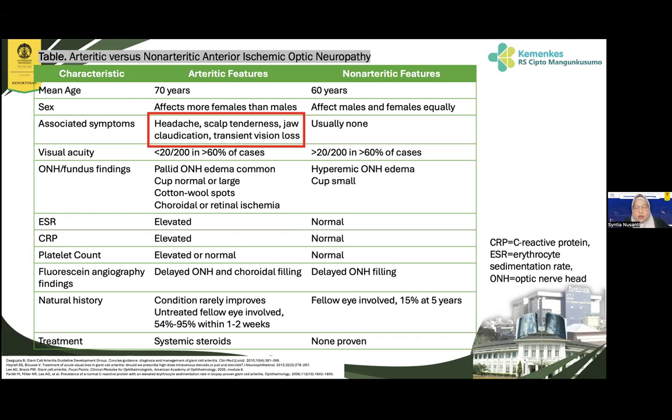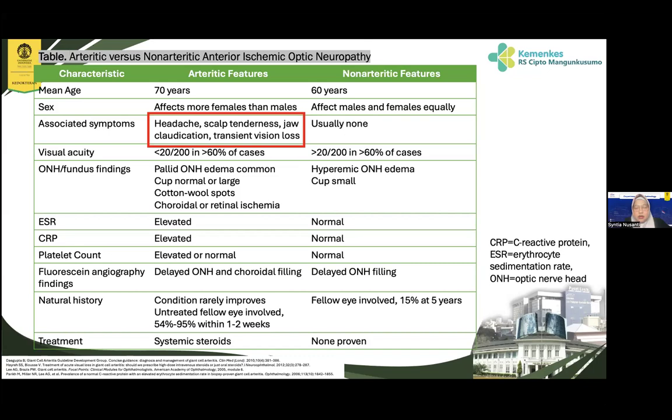Regarding the visual acuity, arteritic AION tends to cause more severe vision loss, with over 60% of cases having visual acuity worse than 20/200. But in NAION, the visual acuity tends to be better. We still have patients with 6/6, but with visual field defects. On funduscopy, arteritic anterior ischemic optic neuropathy usually shows pallid edema, often with cotton-wool spots or even choroidal ischemia. But in NAION, usually the hyperemia comes in a segmental area.